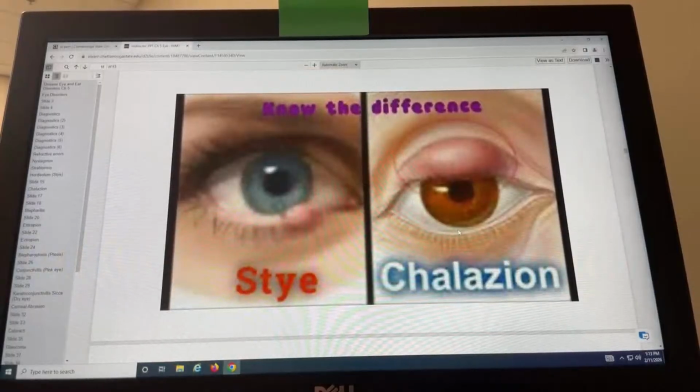So here, this is a kind of blurry picture. Sorry, the quality isn't that great, but you can kind of just see the difference with this one.